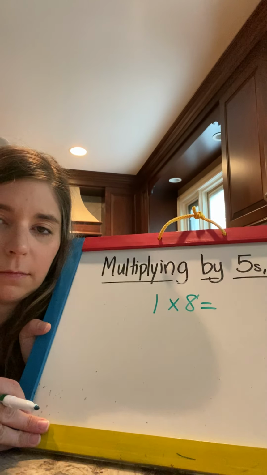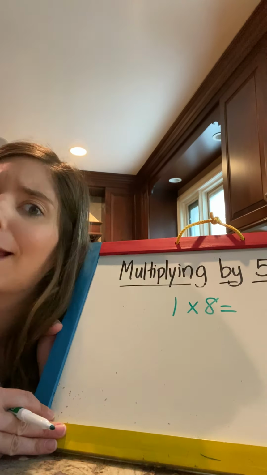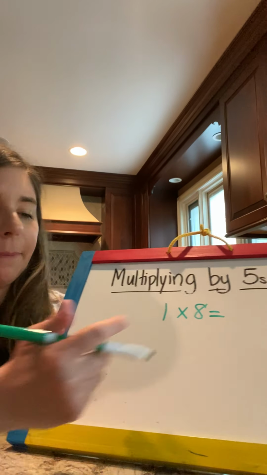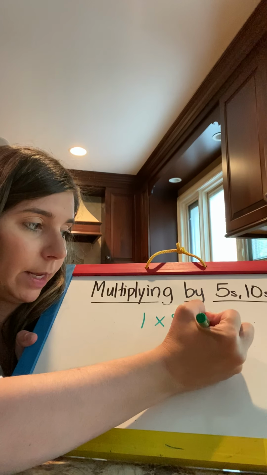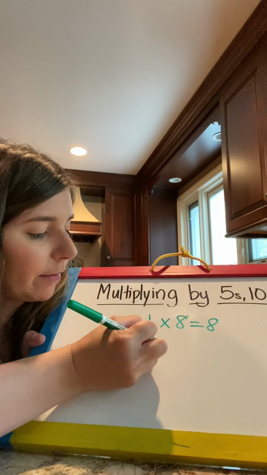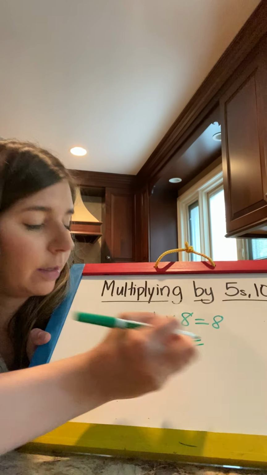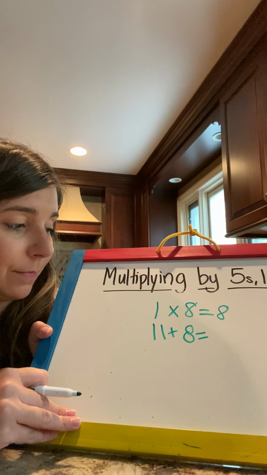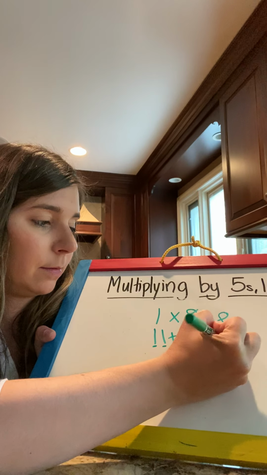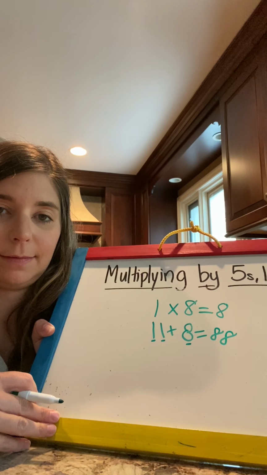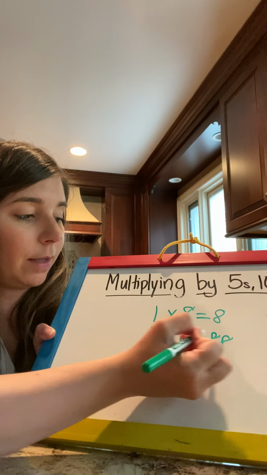1 times 8. Mrs. Green, you said we were doing 11s. That's not even 11. I know. Stick with me. 1 times 8 is what? 8. So 11 times 8 is what? 11 times 8 is 2 8s, which is 88. Because it's 8 times 1, 8 times 1, 88.